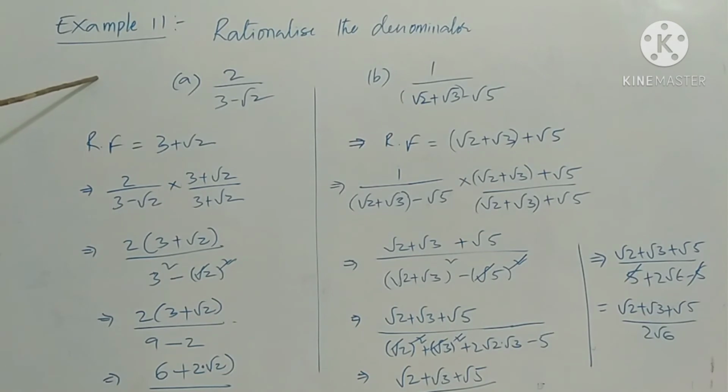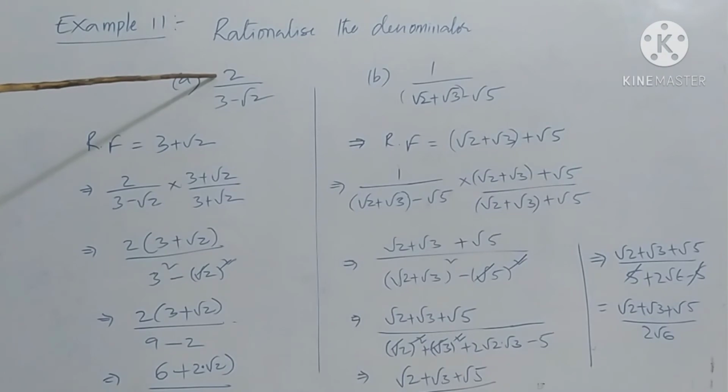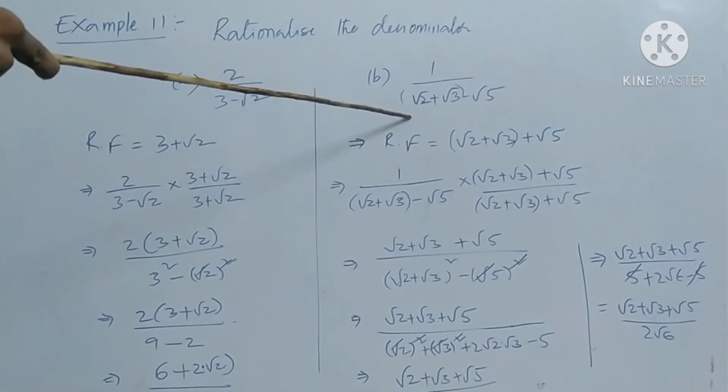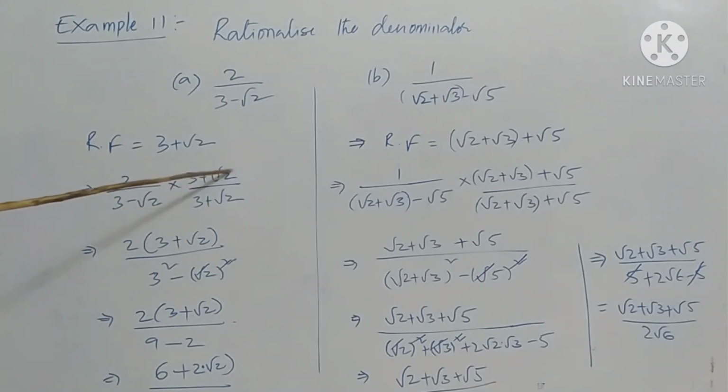Next question, example 11. Rationalize the denominator. First case, 2 by 3 minus root 2. Second one, 1 by root 2 plus root 3 minus root 5. Here the rationalizing factor is 3 plus root 2. Multiply numerator and denominator with 3 plus root 2. So that is equal to 2 into 3 plus root 2 by 3 minus root 2 into 3 plus root 2. It is of the form a minus b into a plus b. Result is a square minus b square.